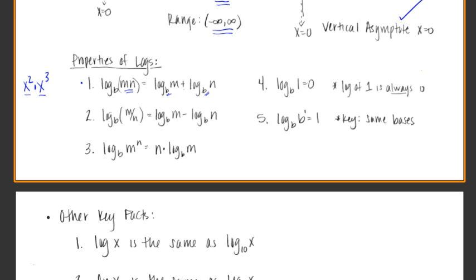Well, look here. If what you're taking the log of is multiplied, what do we do to the two? We add them. That's definitely not a coincidence. That was meant to be that way.